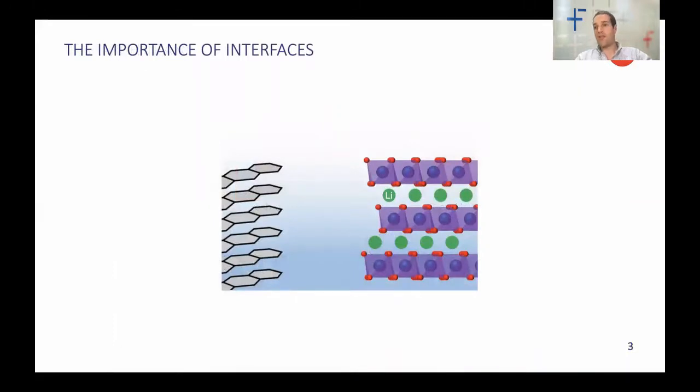So in this project, we're trying to develop new techniques for characterizing battery interfaces. But why are we so interested in battery interfaces? Well, this is where a lot of the action happens in energy storage materials, at the electrode-electrolyte interface. We can think about our simple lithium-ion battery where we shuttle lithium back and forward between a transition metal oxide cathode and a graphitic anode.